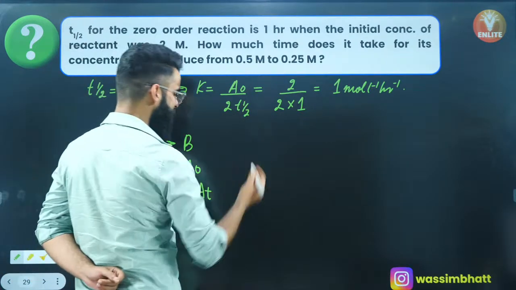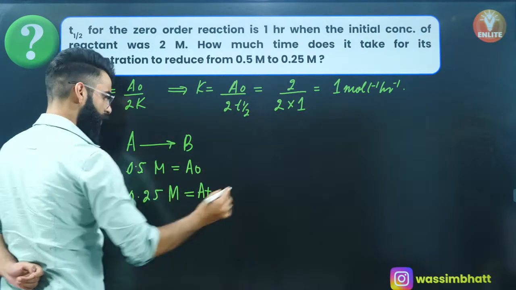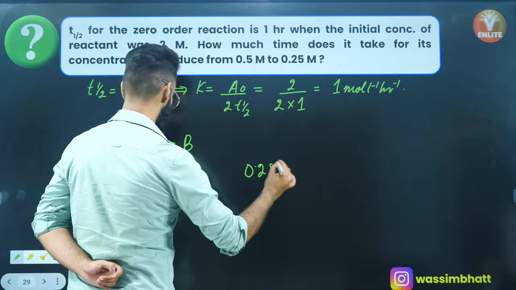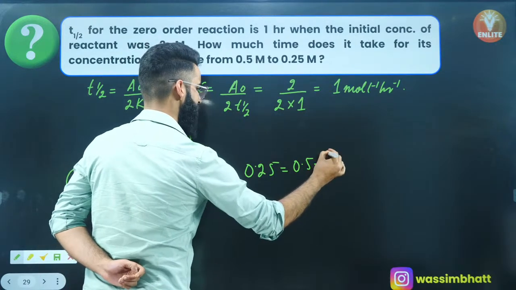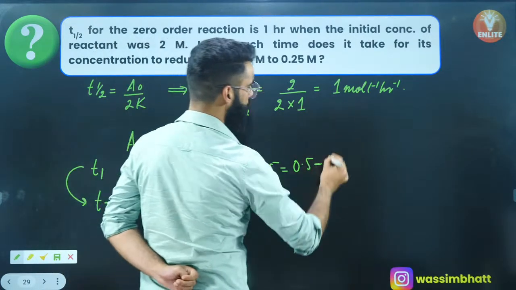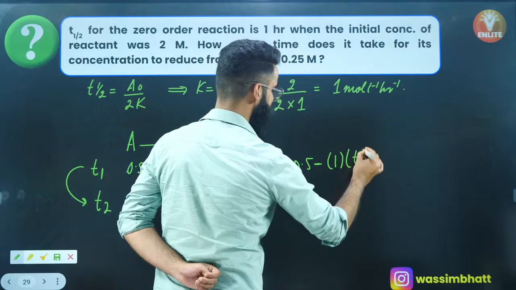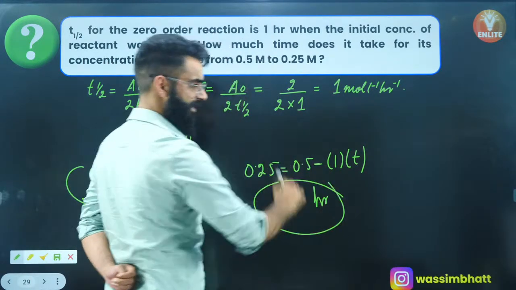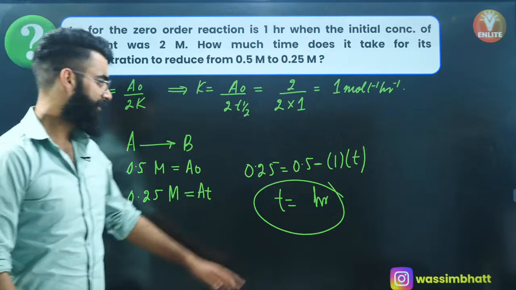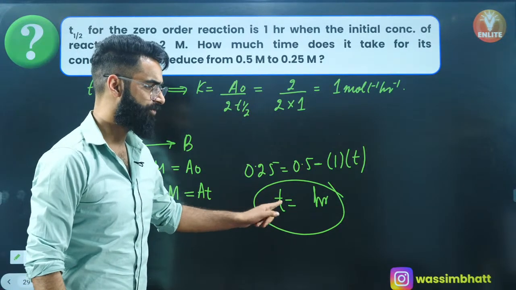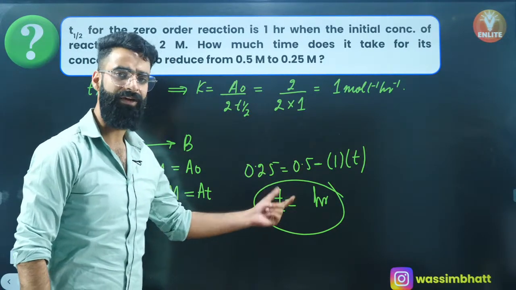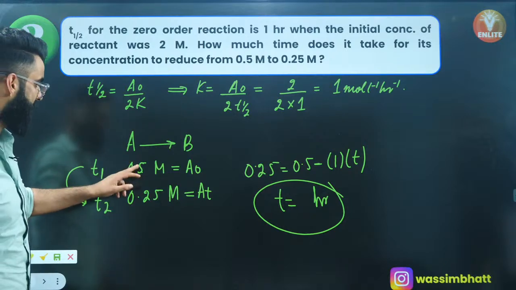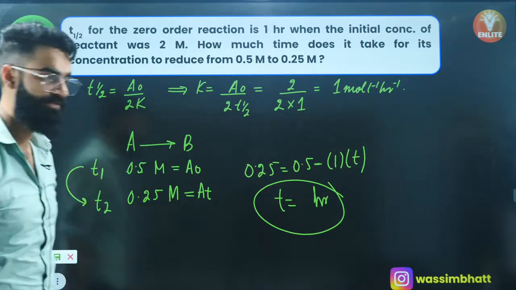So I'll be using again the integrated rate equation. My AT over here is 0.25, which is equal to A naught, which is 0.5, minus K. K value already we have got, that's 1. And over here you can calculate T. So from here you'll be calculating the value of T, that too in hours. That's something which I was supposed to calculate. So basically this T you were supposed to calculate, right? So this is the time in which the concentration of reactant is being reduced from 0.5 to 0.25 molar, right?